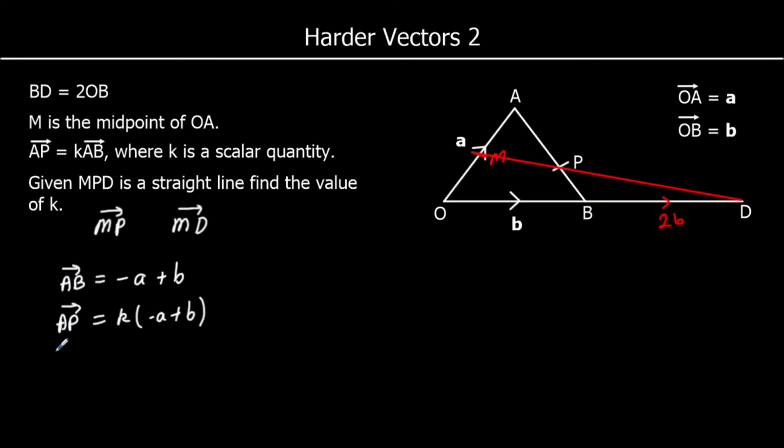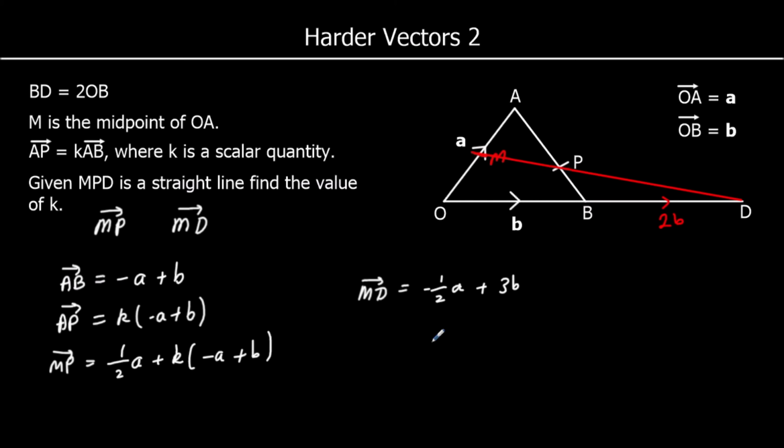I want M to P. So I'm going to go half an A and then this. So M to A is half of an A, and then I want K times minus A plus B. M to P is M to A and then A to P. So that's M to P. How about M to D? I want to go backwards half of an A to get to O, so minus half an A, and then forwards 3 B's. That's M to P and M to D.